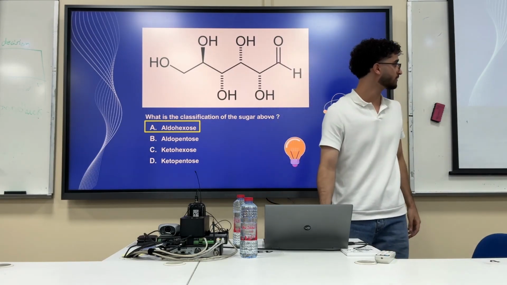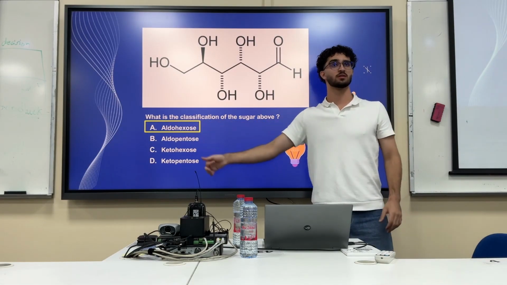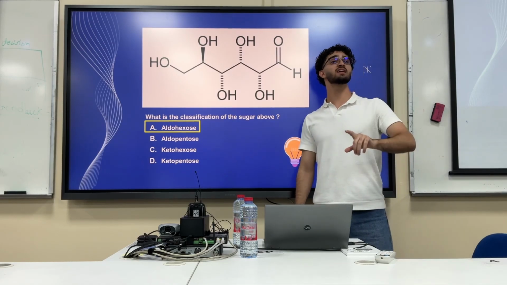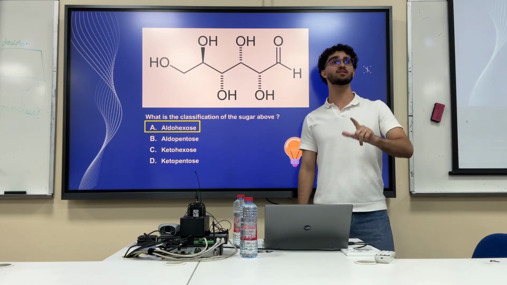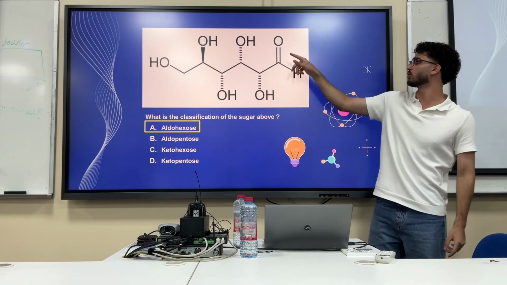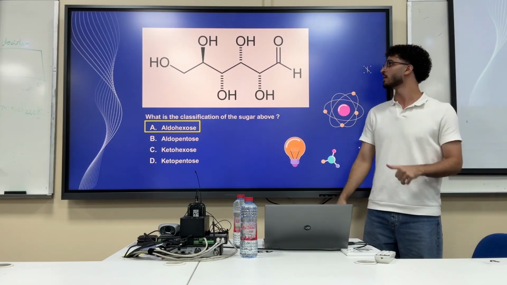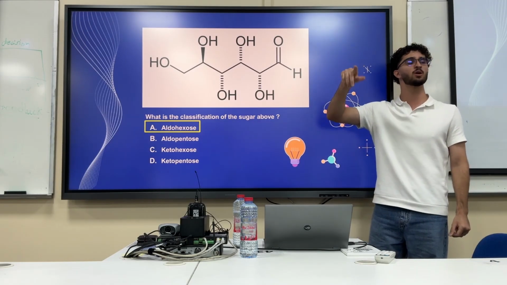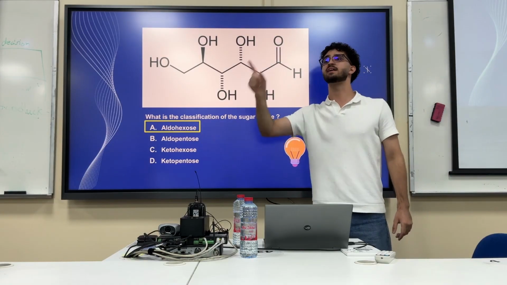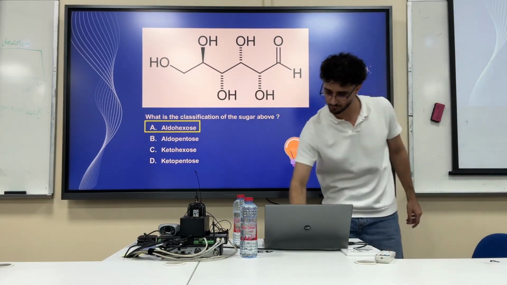A sugar can either be an aldose or a ketose. An aldose has an aldehyde functional group, C double bond O H. A ketose has a ketone functional group, a C double bond O R. A hexose has 6 carbons: 1, 2, 3, 4, 5, 6.